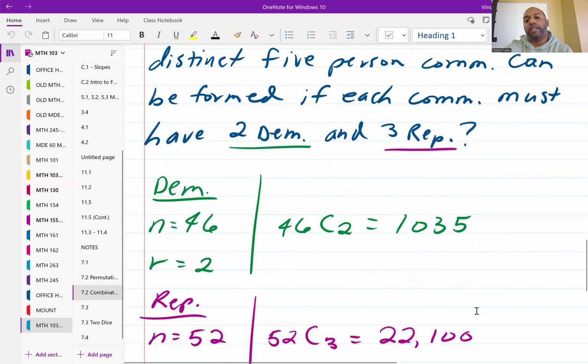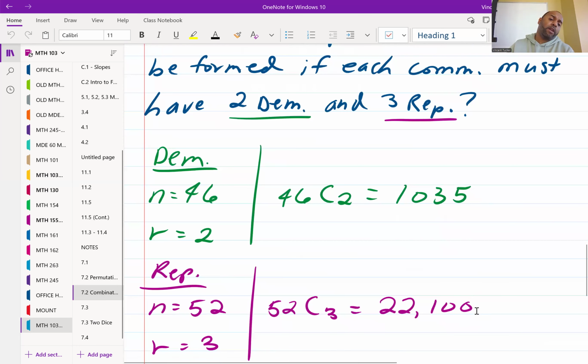With the same thought process, I need to handle the Republicans the same way. Those 3 Republicans have to come from the 52 Republicans that are part of the Senate, and it cannot come from the 46 Democrats or the 2 independents. So that'll be 52 C 3, which would be 22,100.